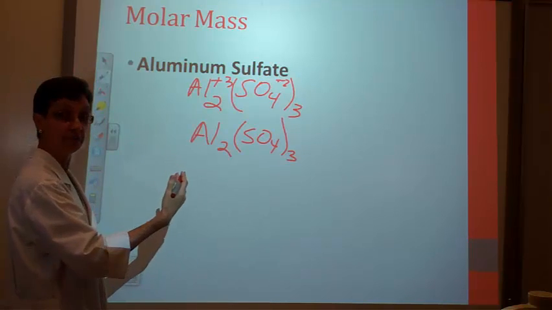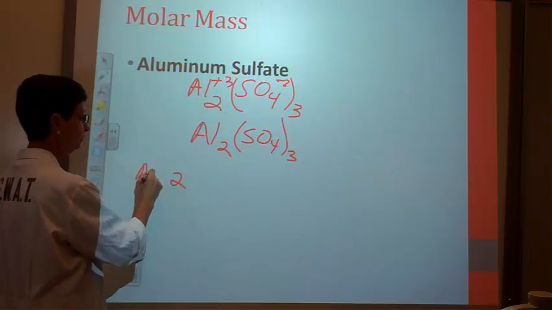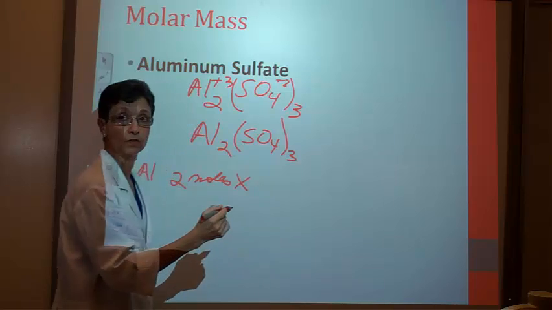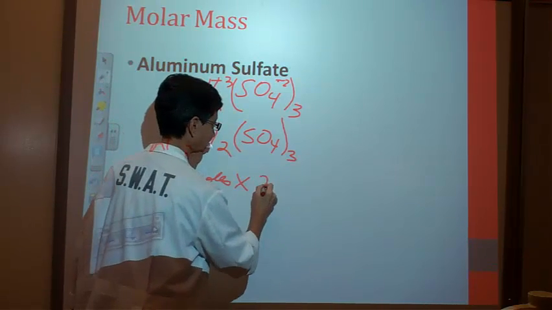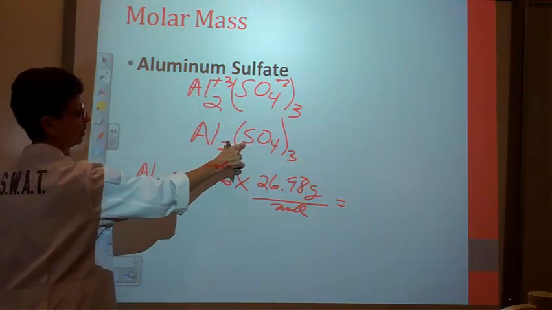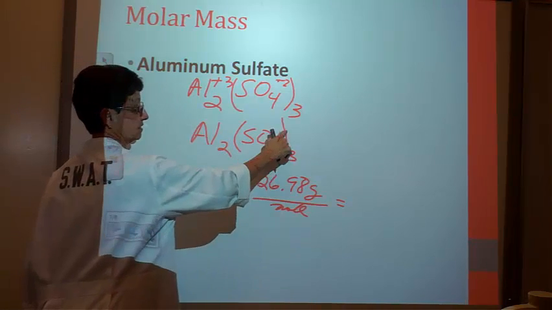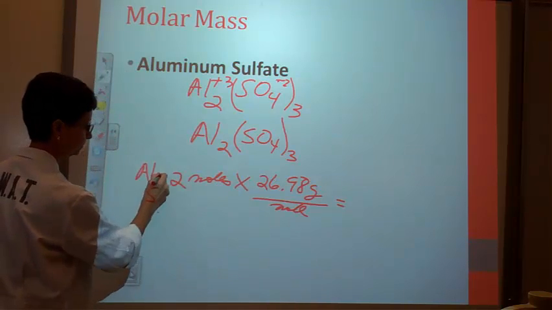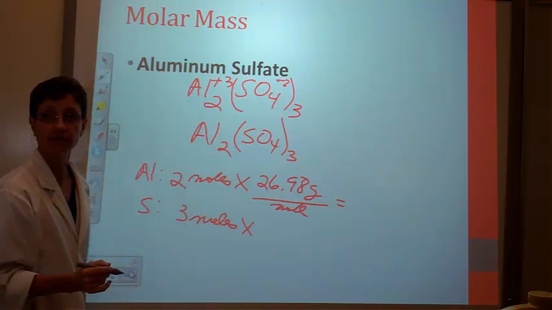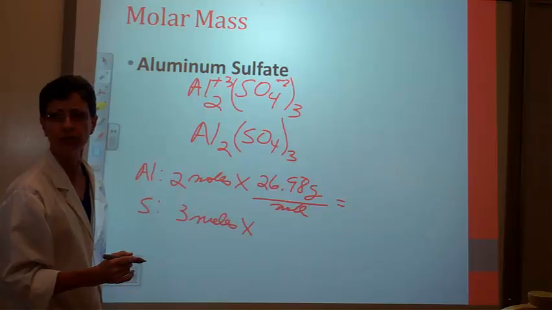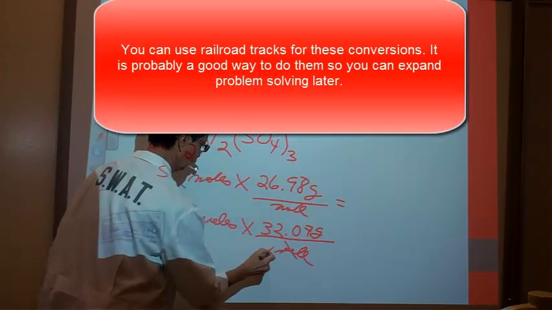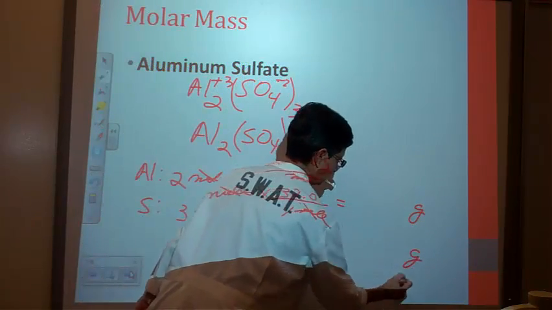So I'm going to set it up for you, and I want you to work it out, and then I'll give you the answer. Aluminum, 2 moles of aluminum times the mass of aluminum, which is 26.98 grams per mole. Sulfur. How many sulfurs do I have here? I have 3. Notice there's a 3 in the parentheses, so 3 sulfurs. 3 moles of sulfur multiplied times the molar mass of sulfur, which is 32.07 grams per 1 mole. Moles cancel, and I'm going to end up with grams.